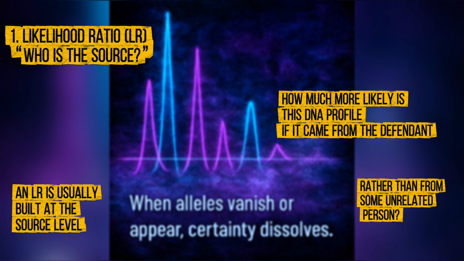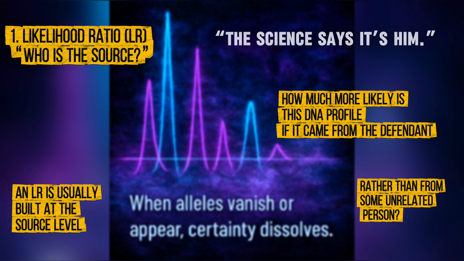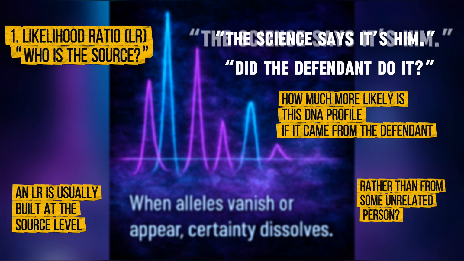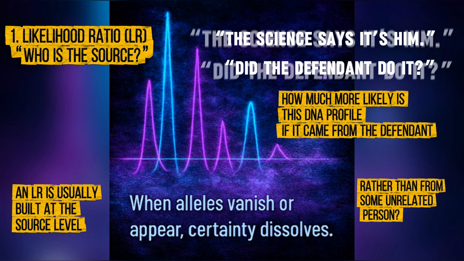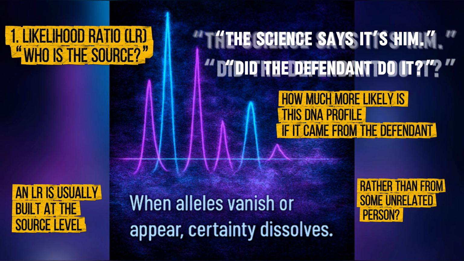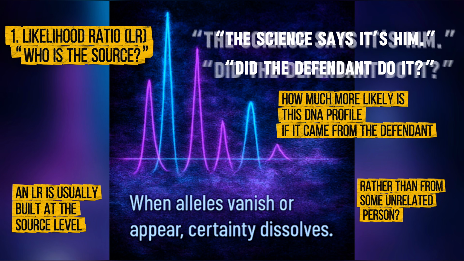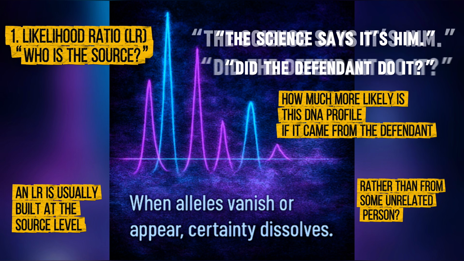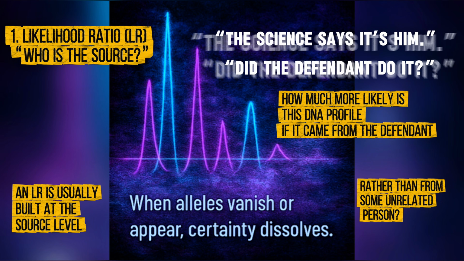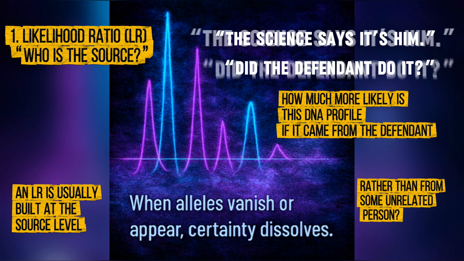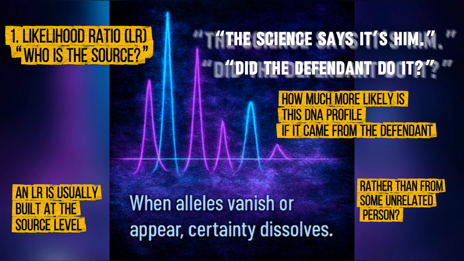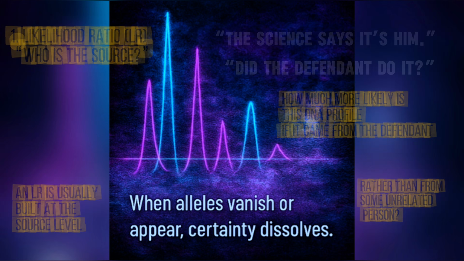1. Likelihood ratios. Who's the source? An LR is usually built at the source level. How much more likely is this DNA profile if it came from the defendant rather than some unrelated person? That's a narrow identity question. It can give you a big number about who is most likely a contributor to this trace. What it does not tell you is how the DNA got there, when it was deposited, or what role the object played in the crime.